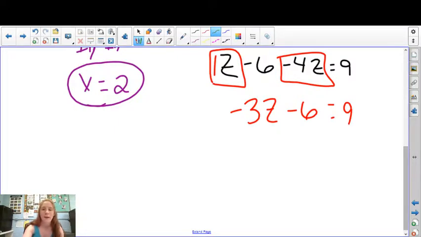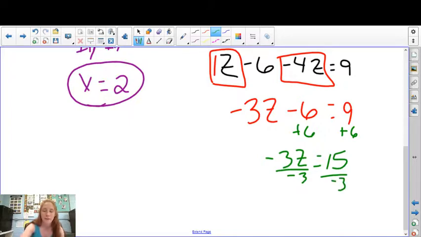Now I'm going to go ahead and add 6 to both sides. I have negative 3z equals 15, divided by negative 3. And z is equal to negative 5.